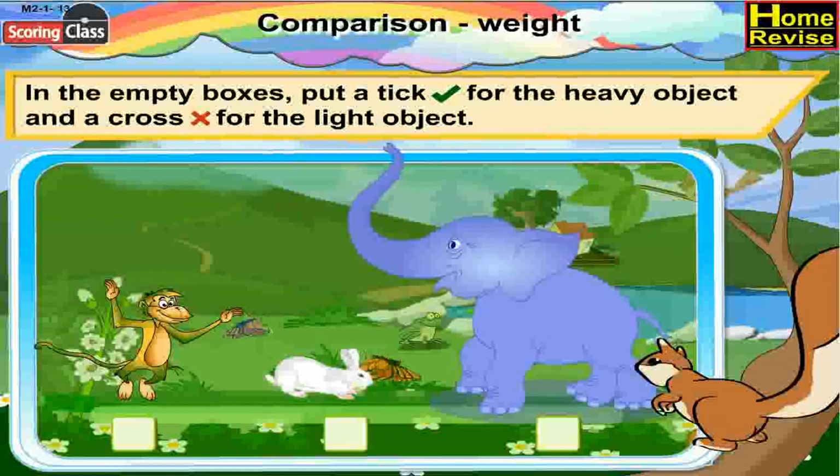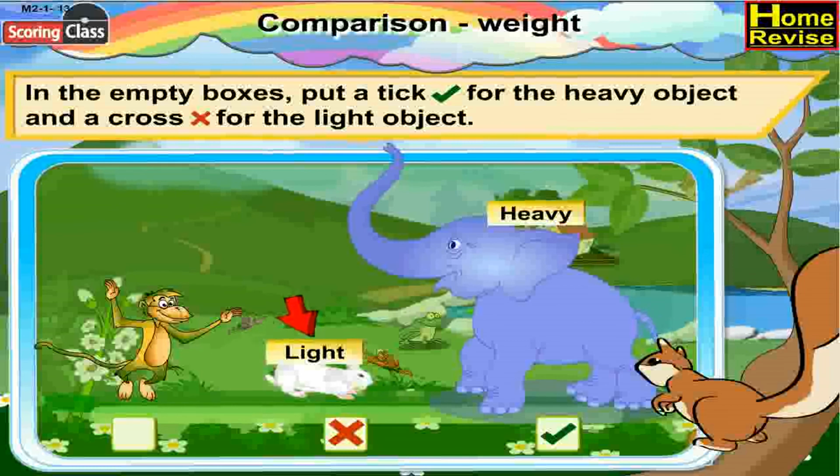Here there are three animals. Now among these, you're right, elephant is heavy. So put a tick for the elephant. And poor little rabbit is light. So put a cross for the rabbit.